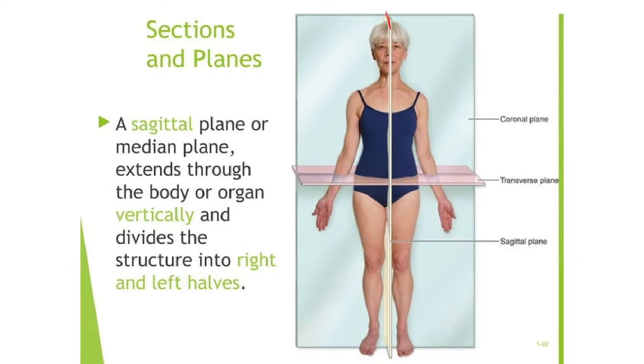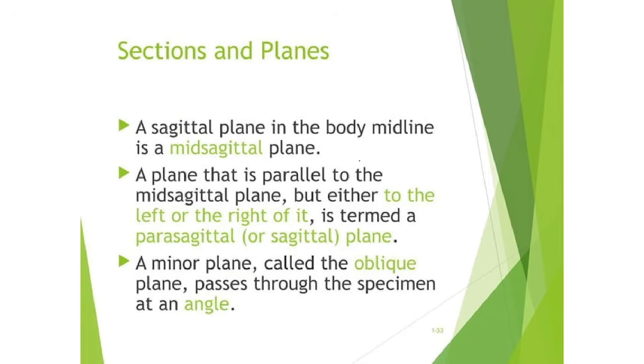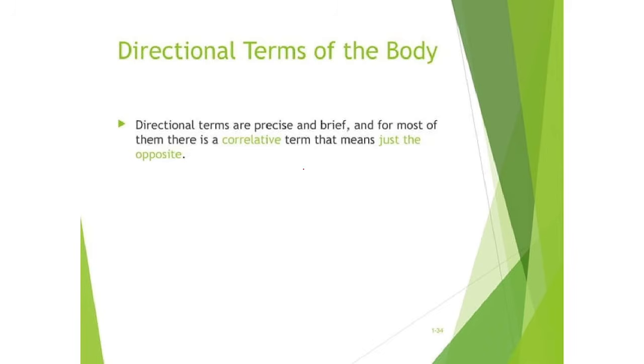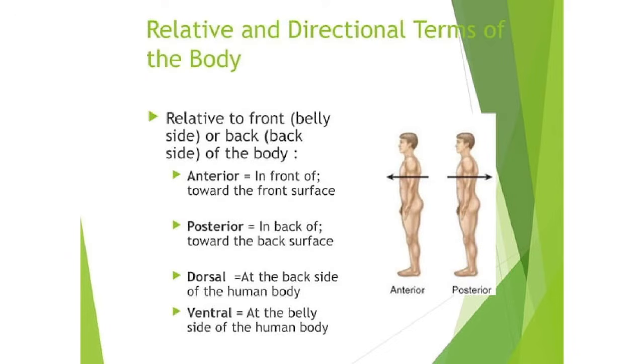The sagittal plane divides the body into two equal right and left halves, the right side and the left side. The sagittal plane in the body midline is the midsagittal plane. That is not needed, just leave that. Here you can see a little more detail about this.